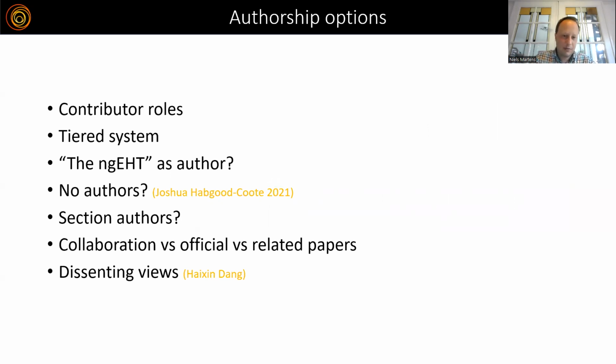Right, so first decision point, first question to ask is, well, besides a list of authors at the top, do we also want to add contributor roles? Say somewhere in the paper, this person contributed in this category, like data analysis or something else. And of course, then we need to come up with categories of contributions that work for the ngEHT.